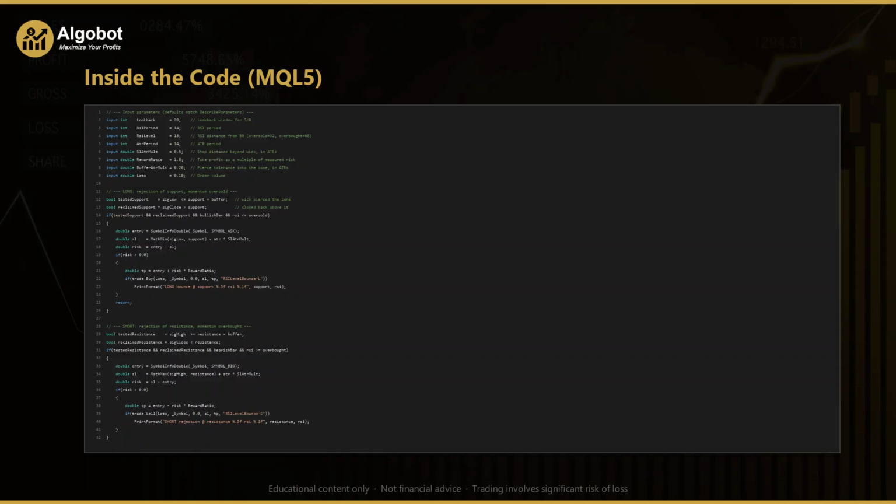RSI level multiple sets how far the stop sits beyond the wick. Reward ratio sets the target as a multiple of risk, and buffer ATR multiple is the small tolerance for the pierce. Now the long block.